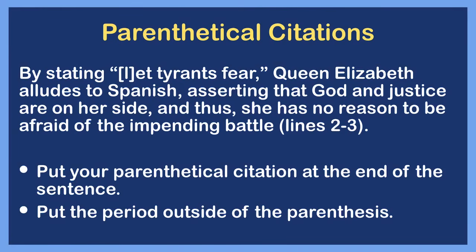You also might be wondering, why does it say lines 2 to 3? It's a 3-word quote. Well, for the particular version that I'm citing, it had "let tyrants" on one line and "fear" on the other. It was broken up over the course of 2 lines. So because of that, I had to cite it as such. Another thing I want to point out is that the period goes outside that second parenthesis.